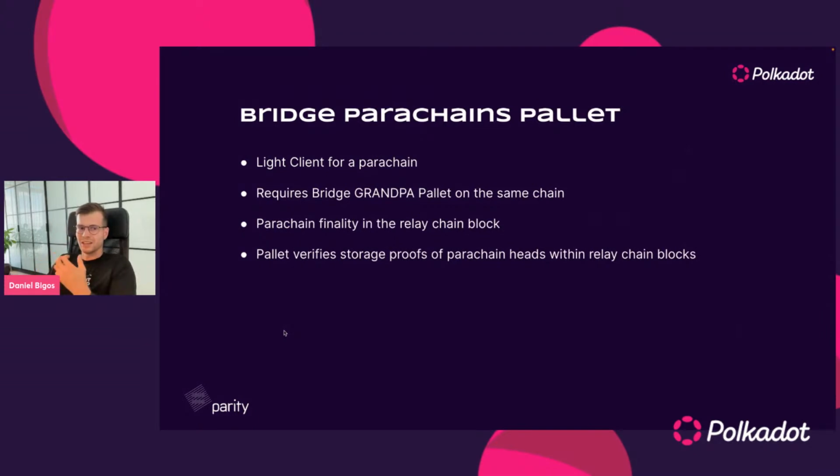On the destination chain, in the Kusama to Polkadot bridge, on the destination bridge hub, we also need to have a light client for a parachain, and that light client for a parachain is the bridge parachains pallet. So we use that pallet to verify if parachain headers, in that case, headers of the Kusama bridge hub, are finalized within the Kusama relay chain.